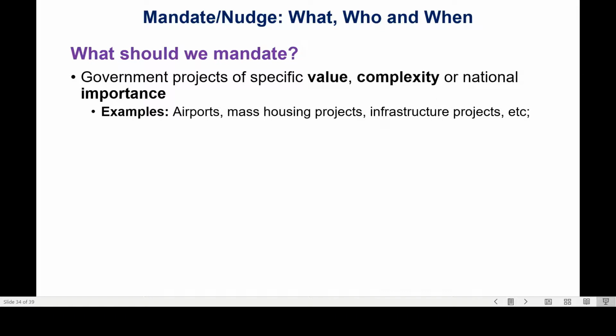You know, you don't want to start mandating every single two-bedroom house out there. It's not going to be easy because those kinds of projects are done by SMEs anyway, and they will struggle if you want to start with this kind of mandate.